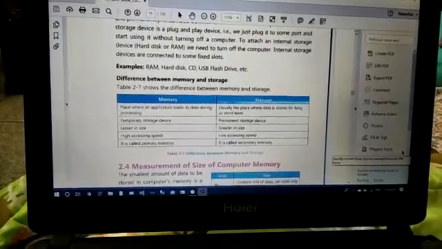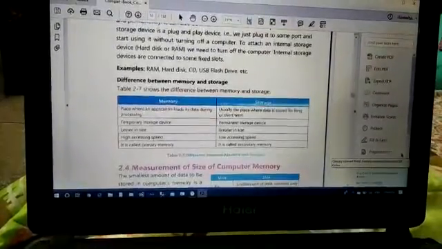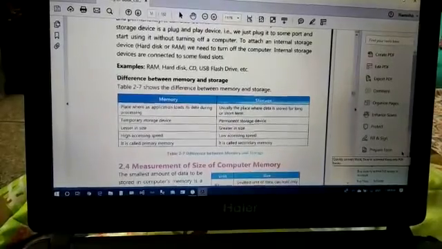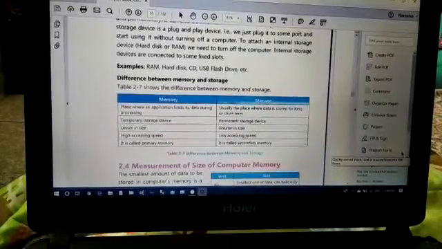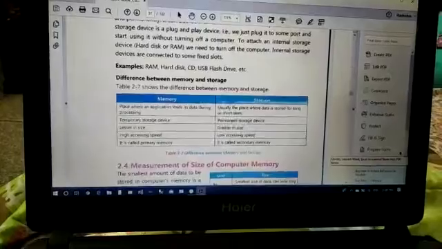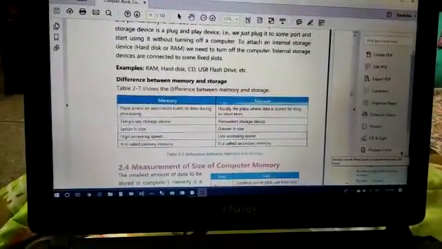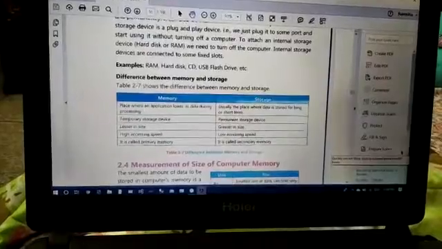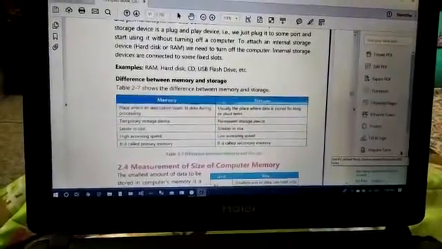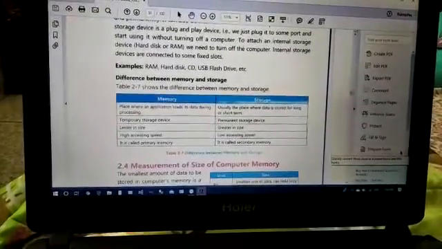Third point of memory is lesser in size. So the total size of memory is less as compared to that of storage. The size of storage devices are very great. Just like hard disk, you know, hard disk you can store up to 80 GBs of data in the hard disk. Those hard disks are very common nowadays.